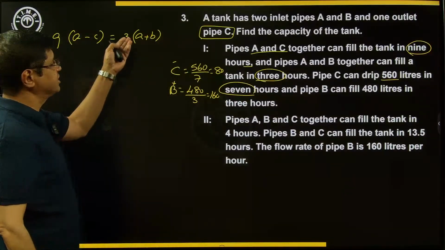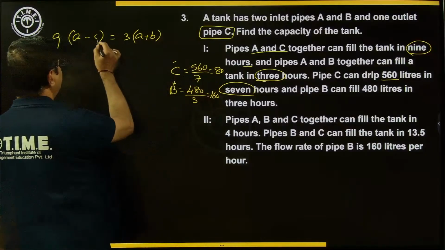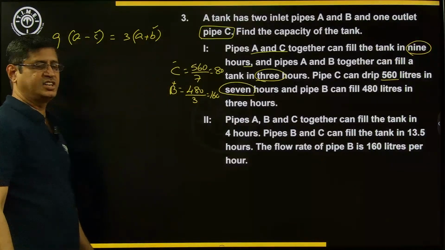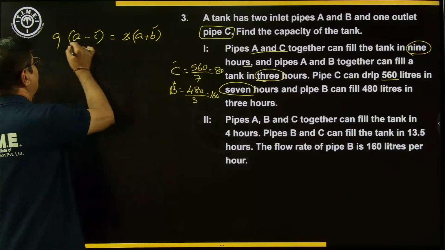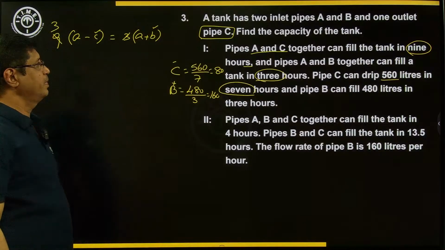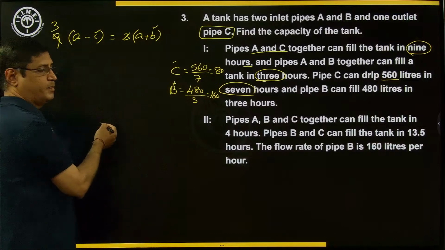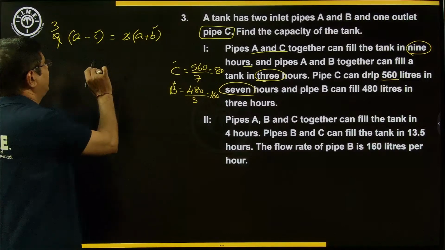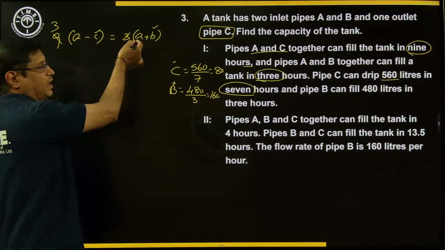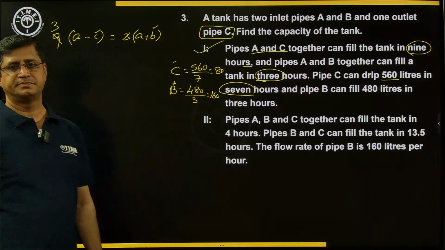I am substituting the values and simplifying. The value of C is how much? 80. The value of B is 160. Substitute and simplify, and we get the value of A. To find the capacity of the tank, when you know the value of A, substitute A in either of these two places and simplify, and it will give the answer. So statement 1 alone is sufficient.